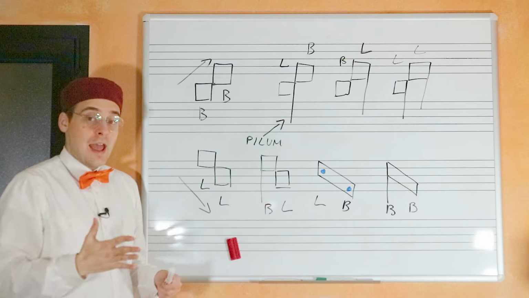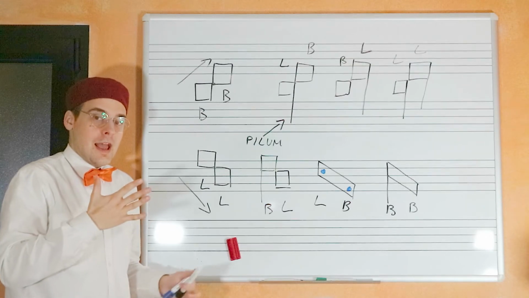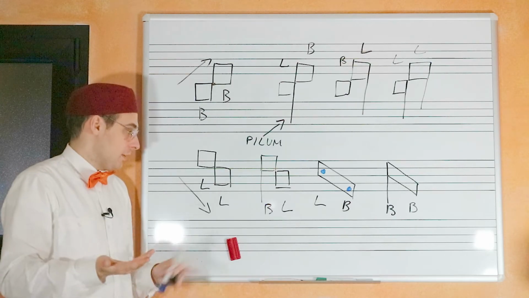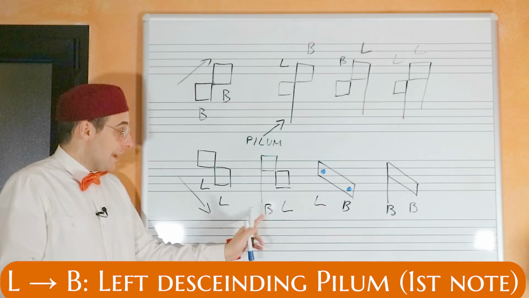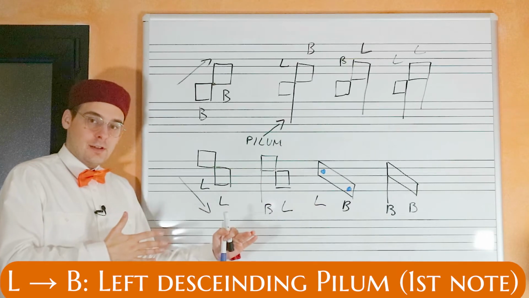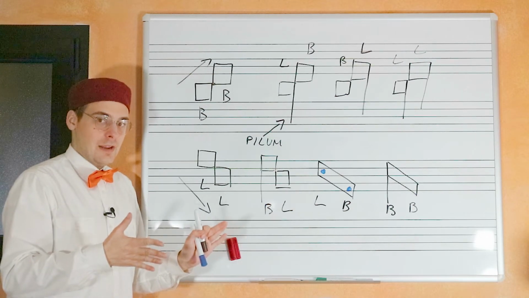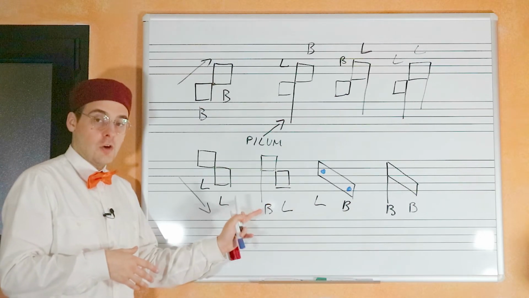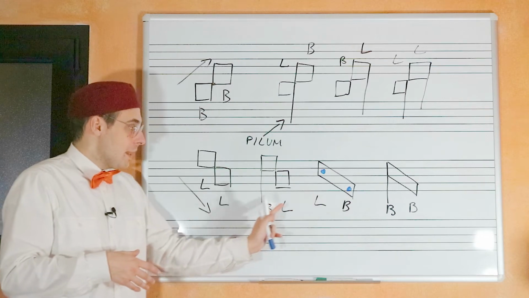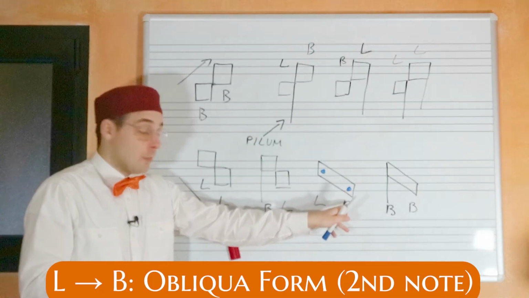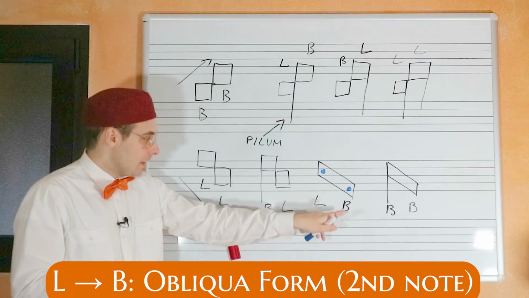And if I want to transform a note from longa to brevis, in the second case, I have to add a left descending pilum. But if the note I want to transform in brevis is the second note of a two-note ligature, I have to use the obliqua form, as you can see in this case.